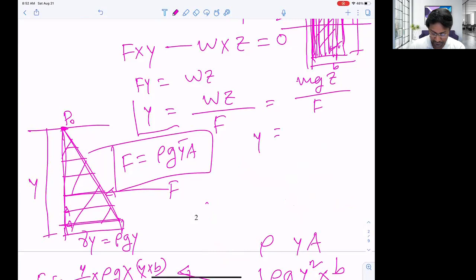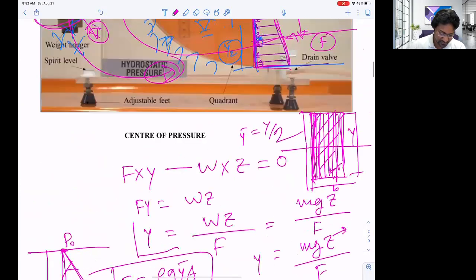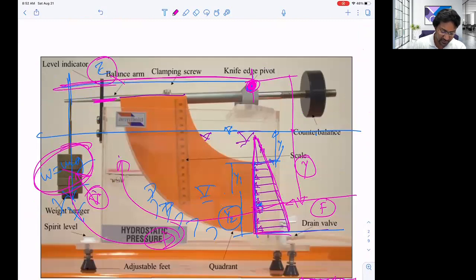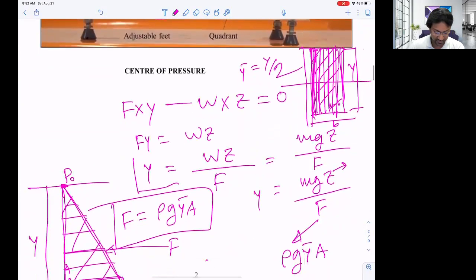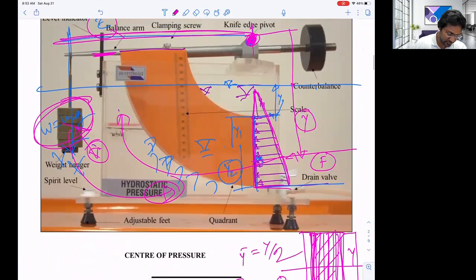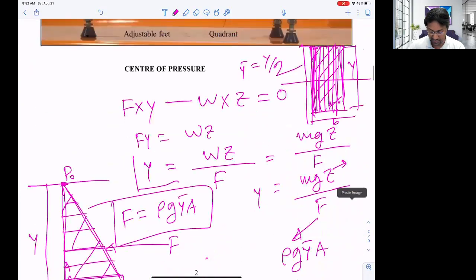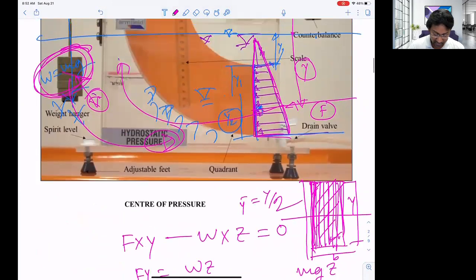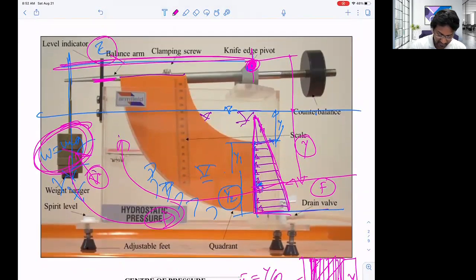So y is equal to m g divided by F. We know F already from that equation, rho g y bar A. And we know g from the measurement. If we use a scale, we can calculate this one. I'm just going to show you all this calculation. If you know total weight, because you know how much weight you added here, and you know the value of g, 9.81, you can calculate the y. So what is y? Y is nothing but this distance from the top to the center of pressure.